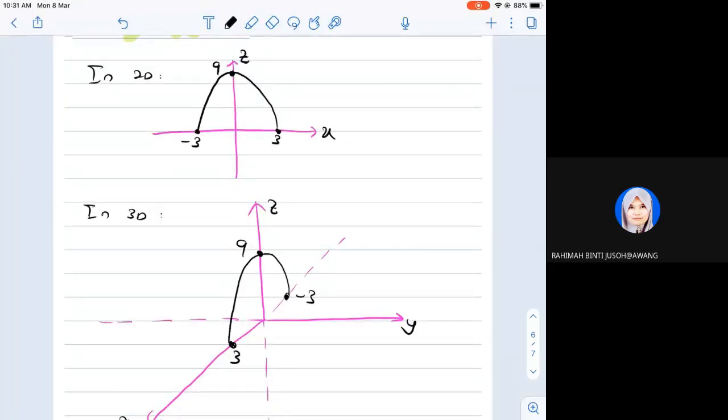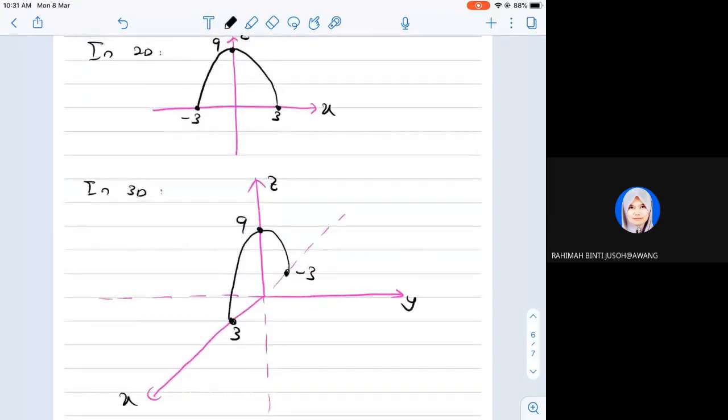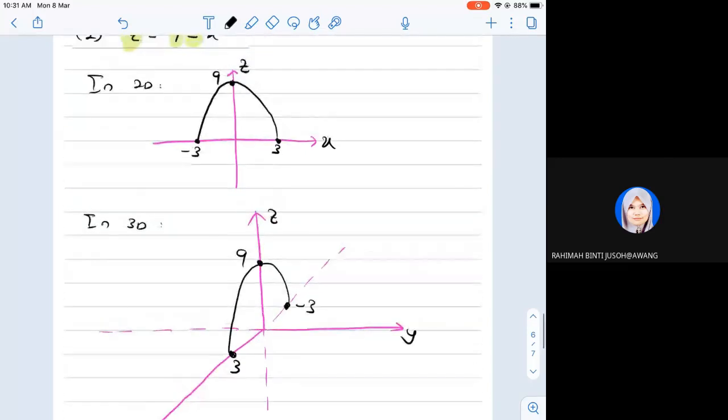Maksudnya daripada 2D you pindahkan ke 3D tapi make sure position dia betul. Okay. Sebab paksi X sekarang ni dalam 3D dia depan dengan belakang. So something like this. Alright. Understand?